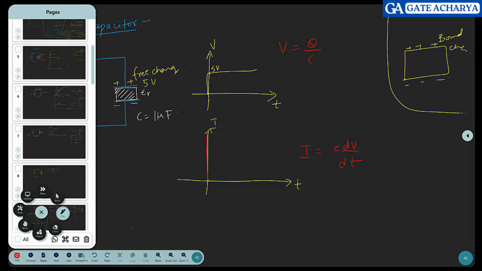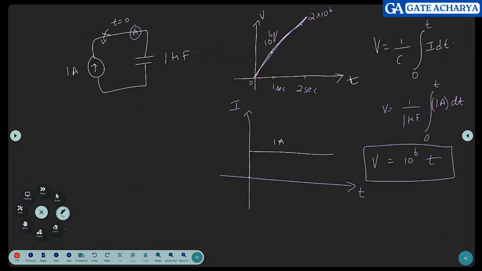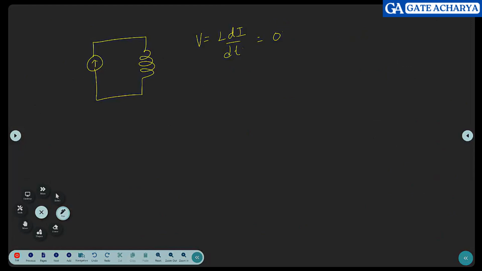Yeah, this is something we discussed. A capacitor with a voltage source, capacitor with a current source. You see, straight line, integral equation. And this happens again with the inductor for a voltage source.